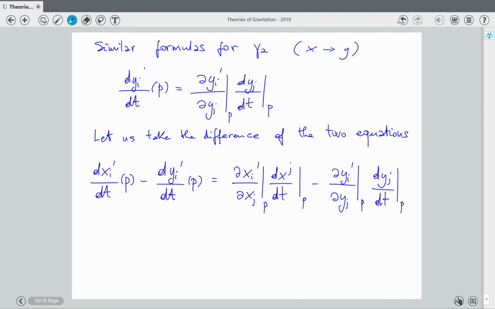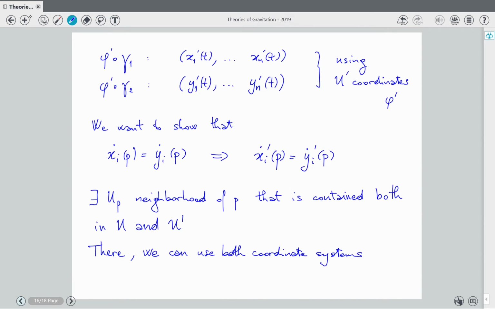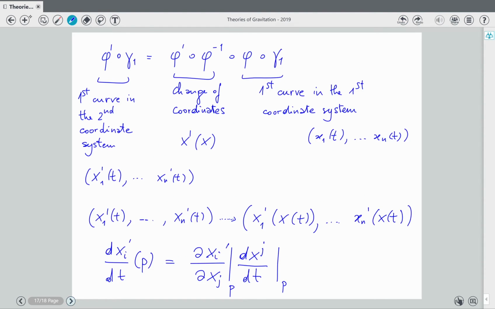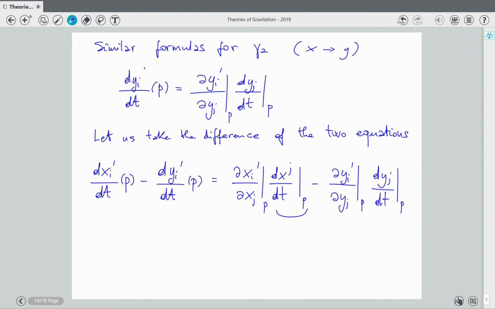Now, let's recall what we want to show: that if they are tangent in the first coordinate system, they are tangent in the second coordinate system. Being tangent in the first coordinate system means that these two are equal by assumption, in P. And what we want to show is that this difference is 0.